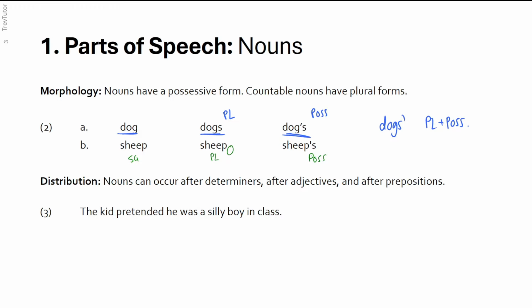So specifically, nouns are going to appear either after determiners or adjectives or after prepositions. So when I say the kid pretended he was a silly boy in class, we're still going to have to learn these word categories, but the is a word that is introducing a noun. Silly is describing a thing, so that's a noun, and in class, in is a preposition, and it introduces a noun after. So we'll understand more of what that means when we cover prepositions and adjectives and determiners, but for now, this is a general distribution for where nouns can occur.